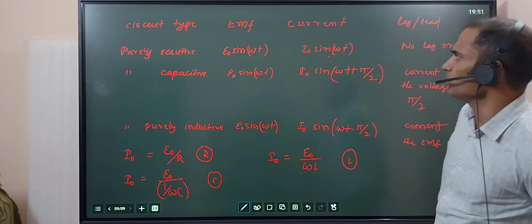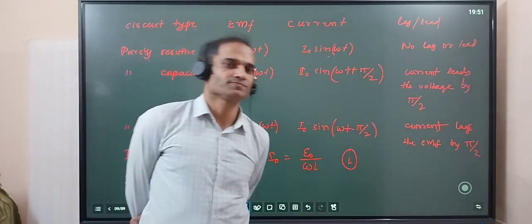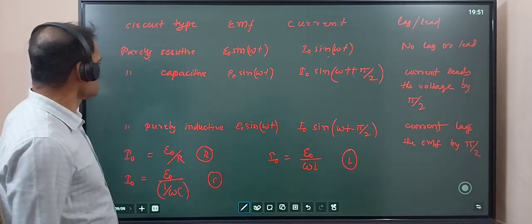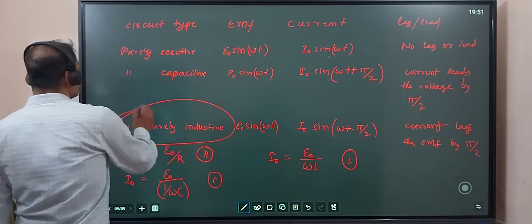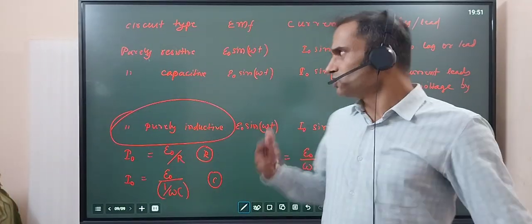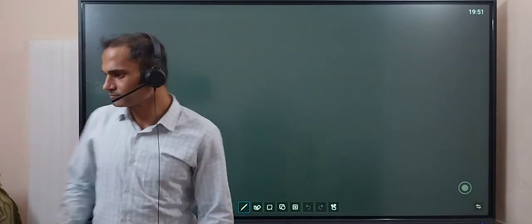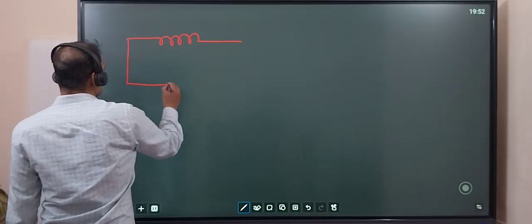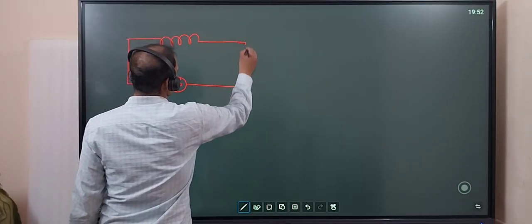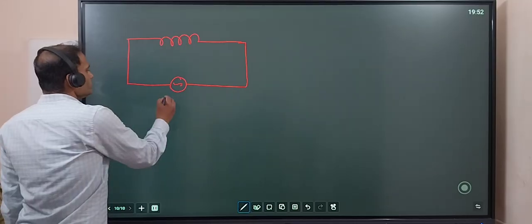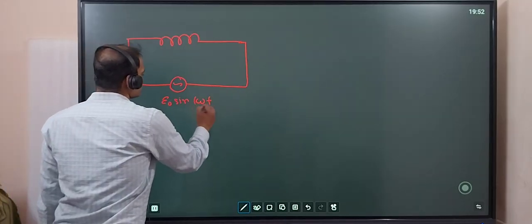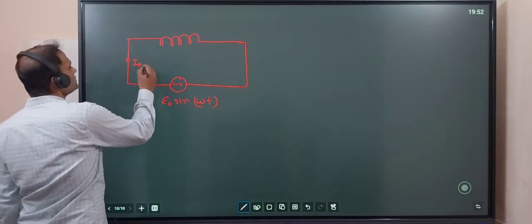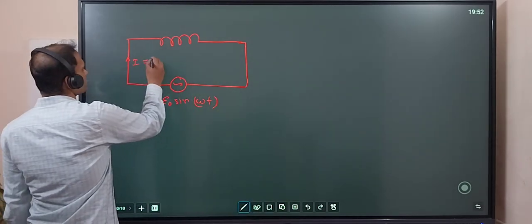Now what we are going to do, we are going to see purely inductive. We will use some other method also, okay. Let us see what we did here in the inductive circuit. We used E naught sine omega t, okay. The voltage source was known, but the current we found, okay, right.